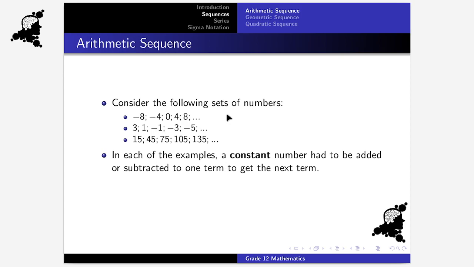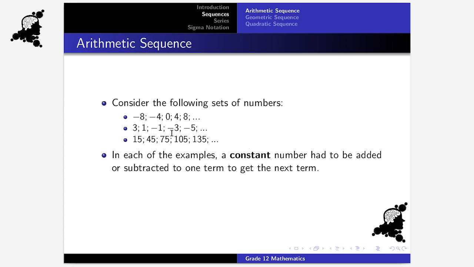Now, in each of these examples, there's a constant number which was added or subtracted to one term to get the next term. Let's look at the first example. So you've got -8. What number was added to -8 to get -4? Well, that's +4. So -8 plus 4 gives us -4. When we take -4 and we add 4 to it, we get 0. When we take 0 and add 4 to it, we get 4. When we take 4 and add 4 to it, we get 8. So in essence, the constant number in the first pattern that we keep on adding is +4.